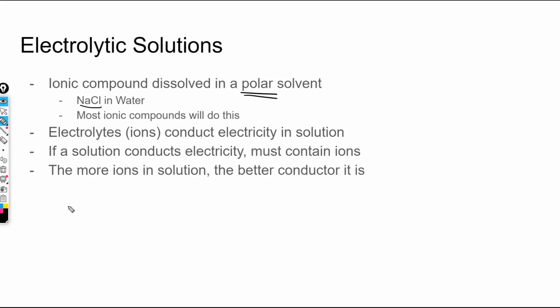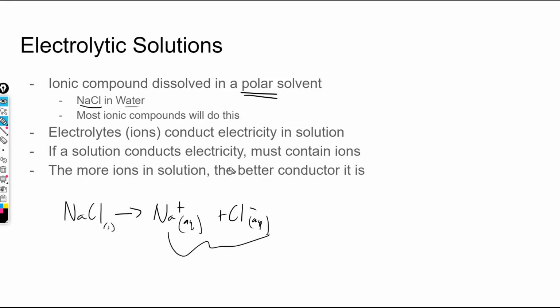Because remember, if we put NaCl in water, what happens is it breaks up into its ions, Na+ in an aqueous solution, so this is in water, plus Cl- in an aqueous solution. So this is why you don't see the solid sodium chloride anymore, because when you put it in that polar solvent, water, it breaks up into its ions. And this goes for anything that's ionic. And the cool thing about electrolytes is that these ions, these two, are able to conduct electricity.